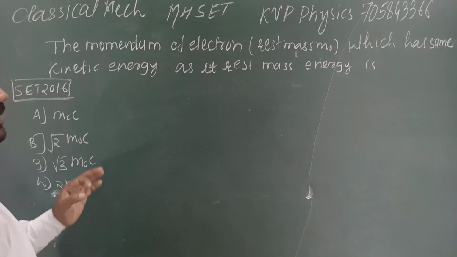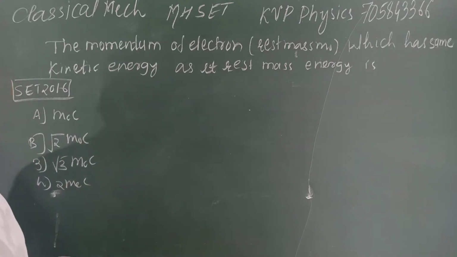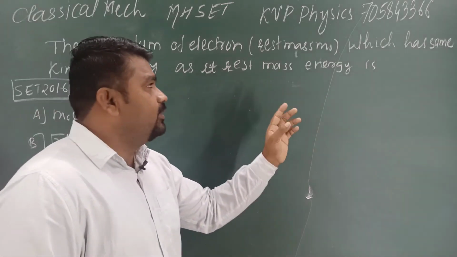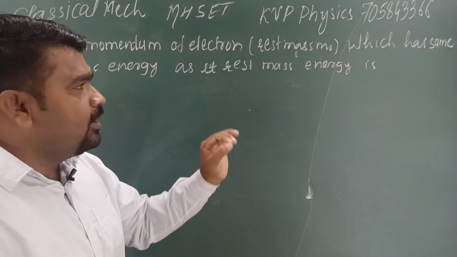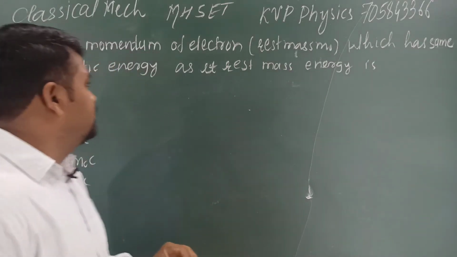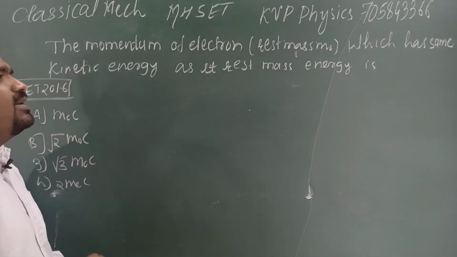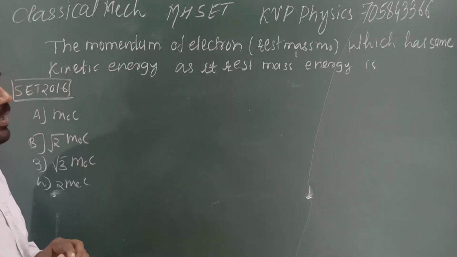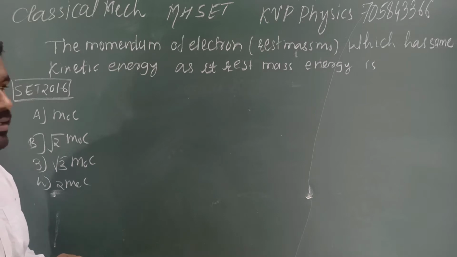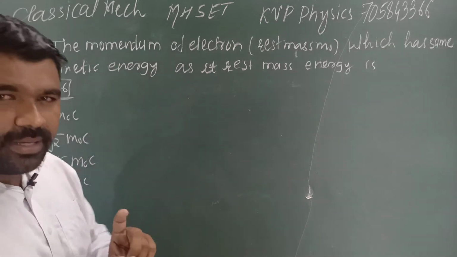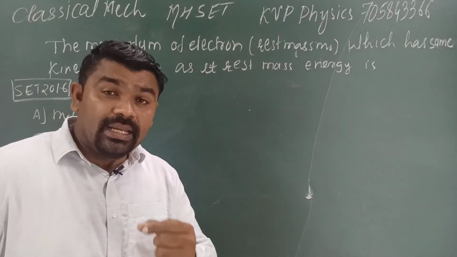Set Maharashtra set solution. What is the first question? The momentum of an electron with rest mass m0, which has the same kinetic energy as its rest mass energy. This is a problem based on a relativistic particle.